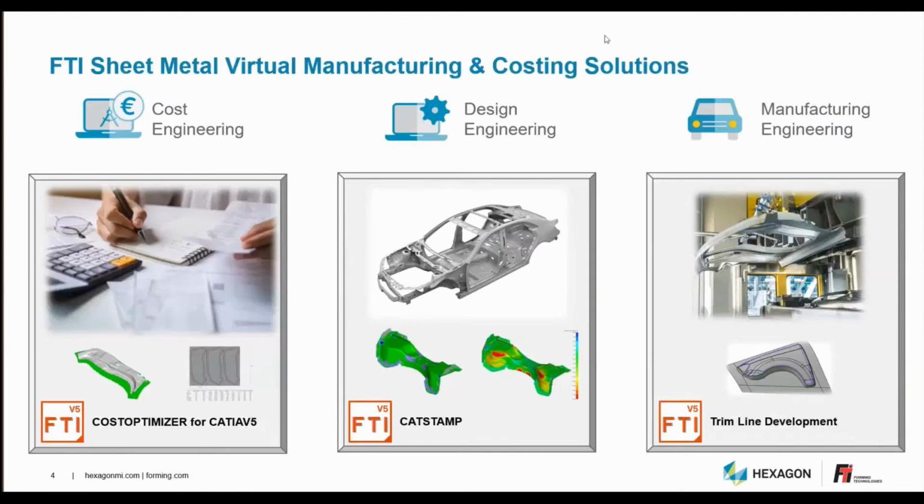I want to talk to you mainly about who is using our software. We have a very high presence in these three groups. The first group is cost engineering. People working in quotations can benefit a lot from using our software because you can have the blank, and you can discover in a very quick way how much your blank costs, and you can have an optimal configuration of your nesting.